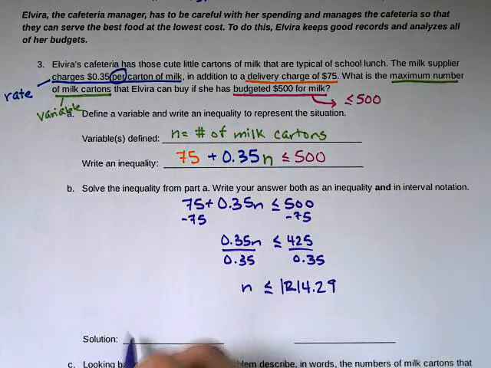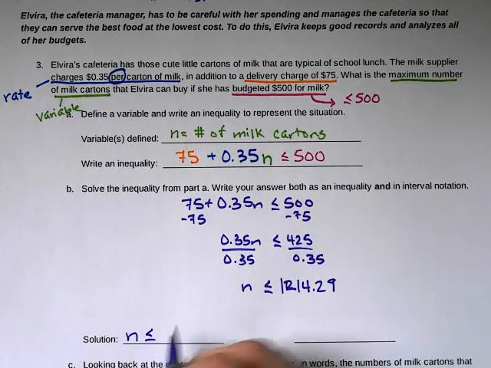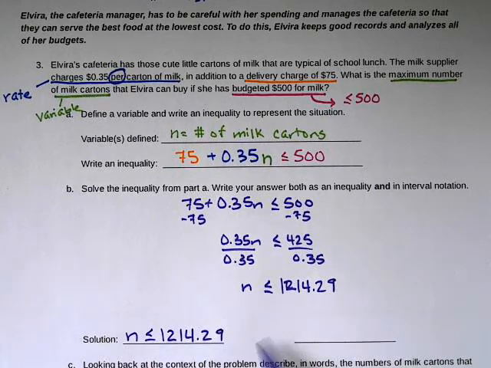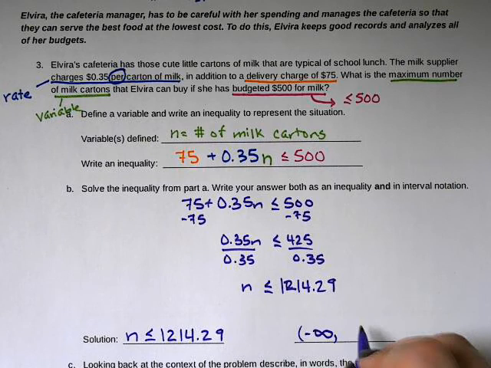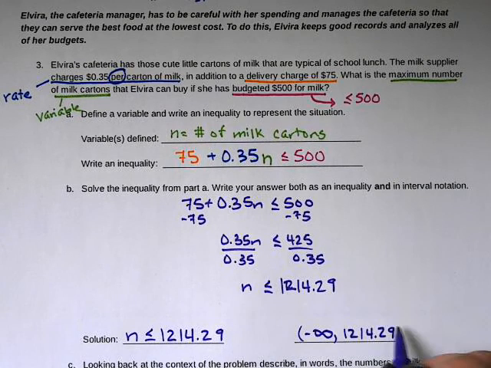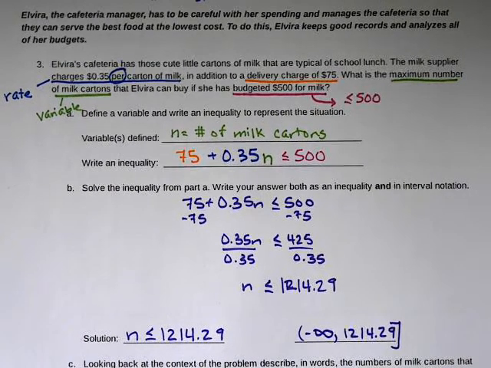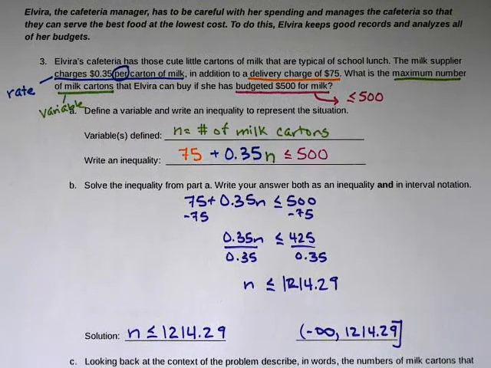All right, so our solution is that n is less than or equal to 1,214.29. And now we're going to write that using interval notation. If we want to be less than or equal to this 1,214, then that means we want all the numbers that are smaller than that. So our interval is going to start at negative infinity, and it's going to end at 1,214.29. And since we can equal that, we're going to go ahead and put a bracket to show that the circle would be closed if we were graphing it.